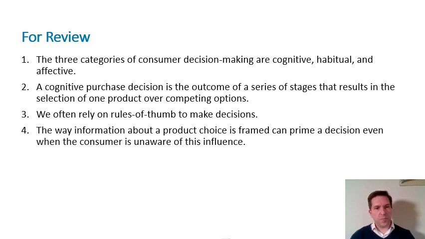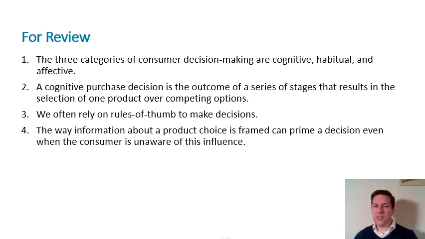So for review, we talked about 3 different types of decisions. Cognitive, which are the ones where we spend a lot of time and effort thinking about the problem, going carefully through all the stages that we're going to describe later. Habitual, something that we do quickly and almost automatically because it has worked in the past. And affective, where we go with our gut instinct, or an affective reaction.